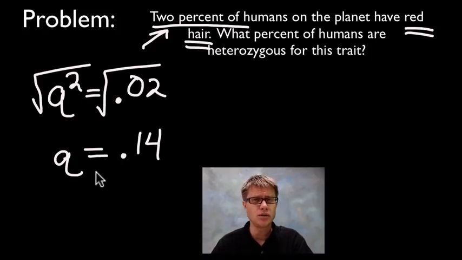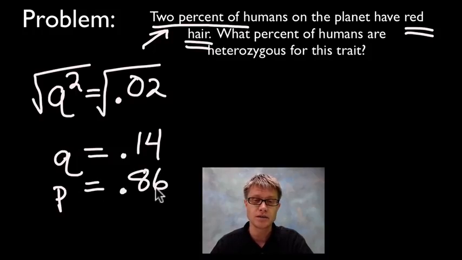Once I've figured out my Q value, and I know in the back of my head that P plus Q will always equal 1, I automatically know what P is. In this case, P is going to be 0.86. So now I've already determined P and Q. And when you're solving Hardy-Weinberg equations, the first thing you want to do is find your P and your Q value. So let's talk about what this means. If 2% of the humans on the planet have red hair, that means if we were to take all the alleles of all the people on our planet and put them together in one gene pool, we'd find that 0.14 or 14% of those genes are going to be actual red hair.